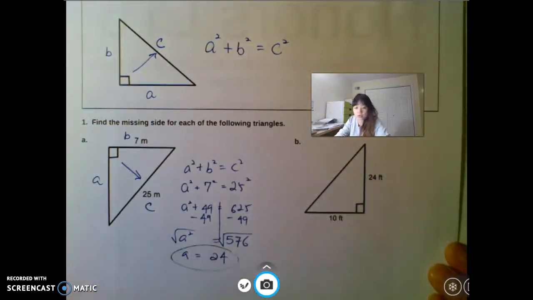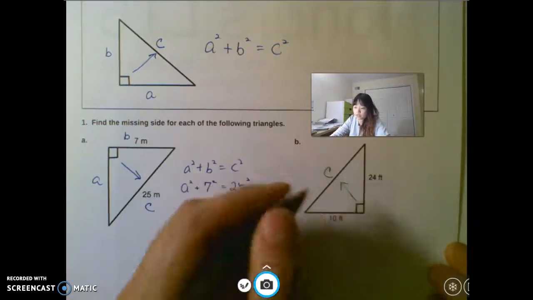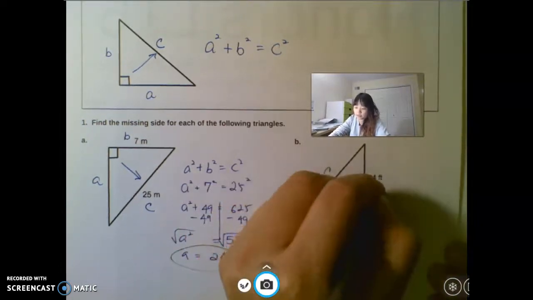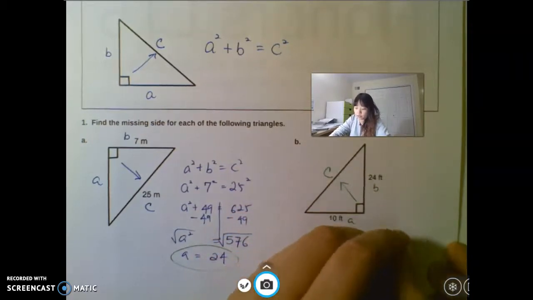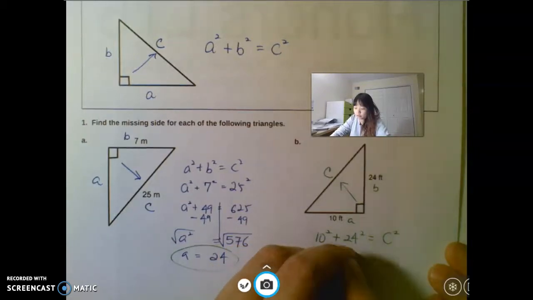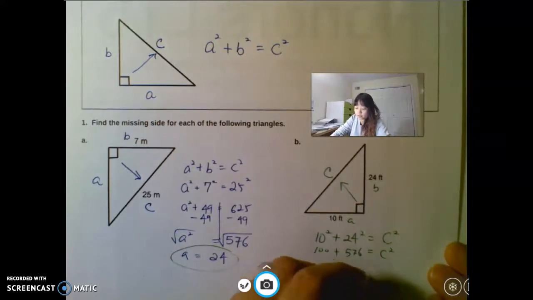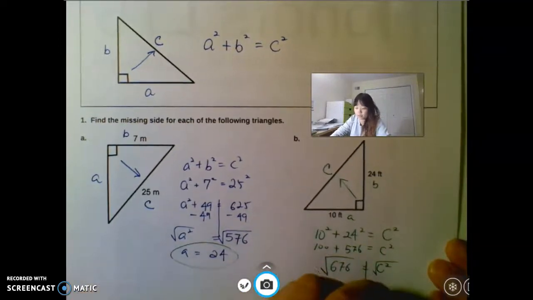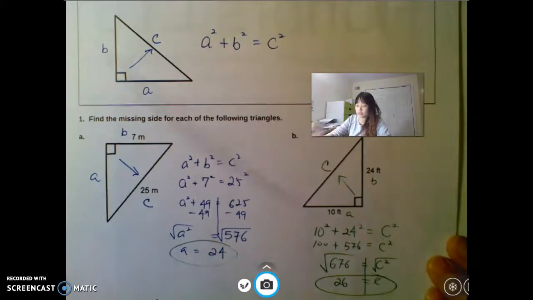So that was 24. Part B. First thing you do is label it. That's C, so A and B. So 10 squared plus 24 squared is C squared. 100 plus 576 is C squared. You add them, 676 is C squared. C is, we just have to take the square root, right? It is 26. That was 26.